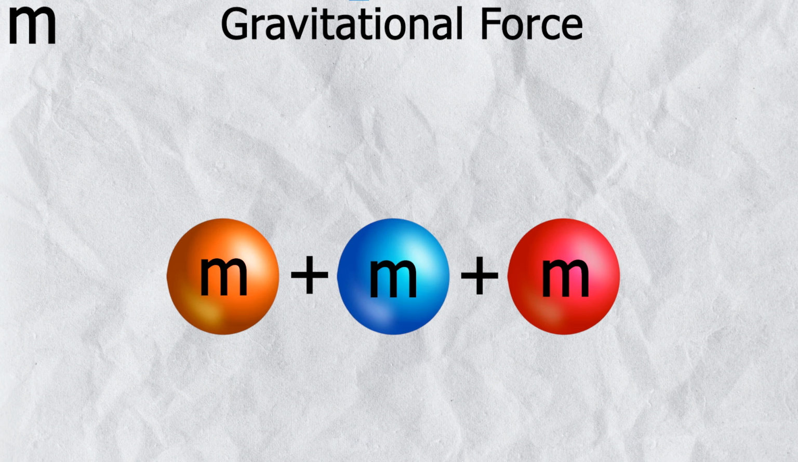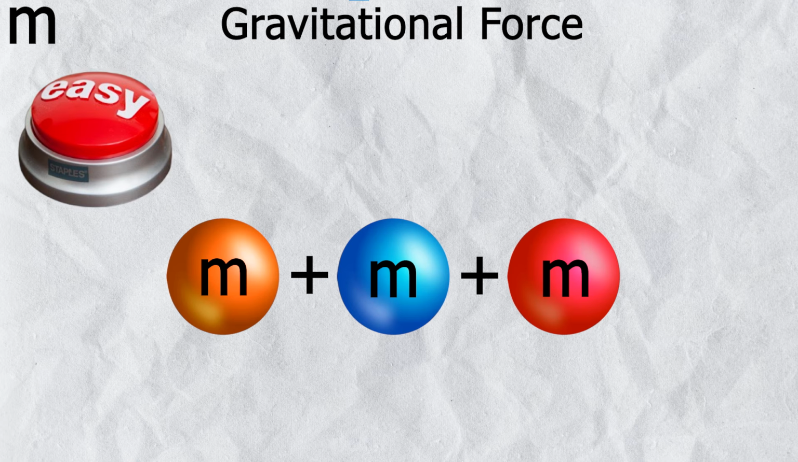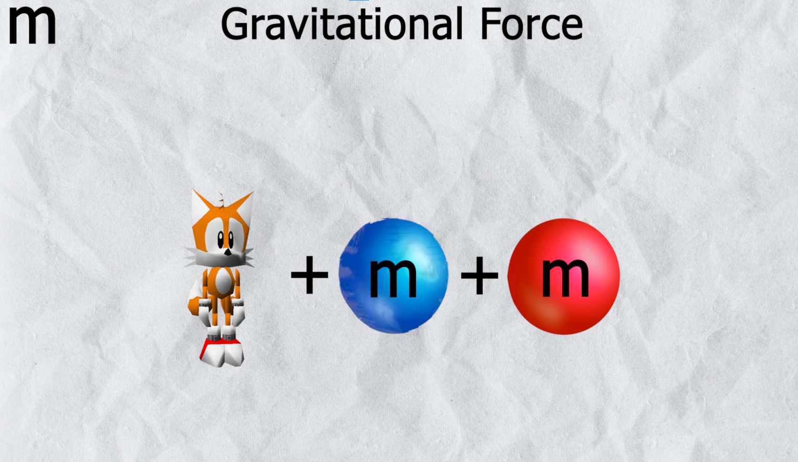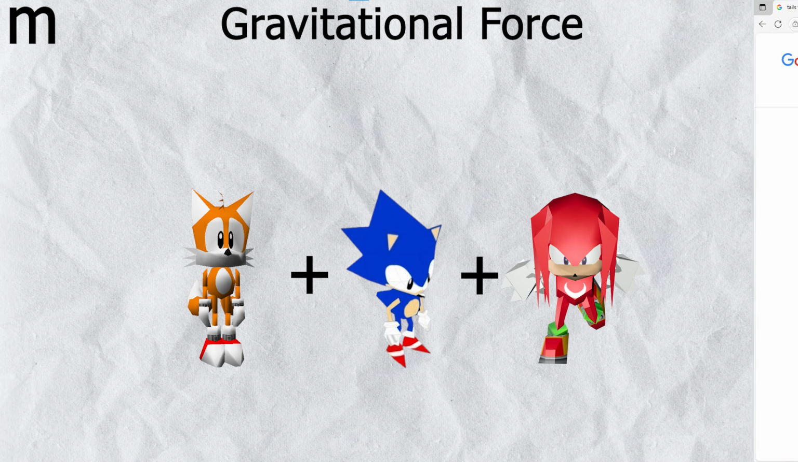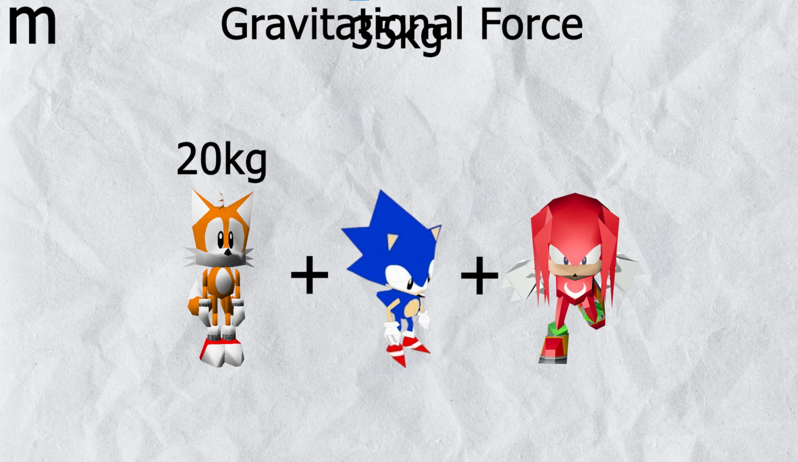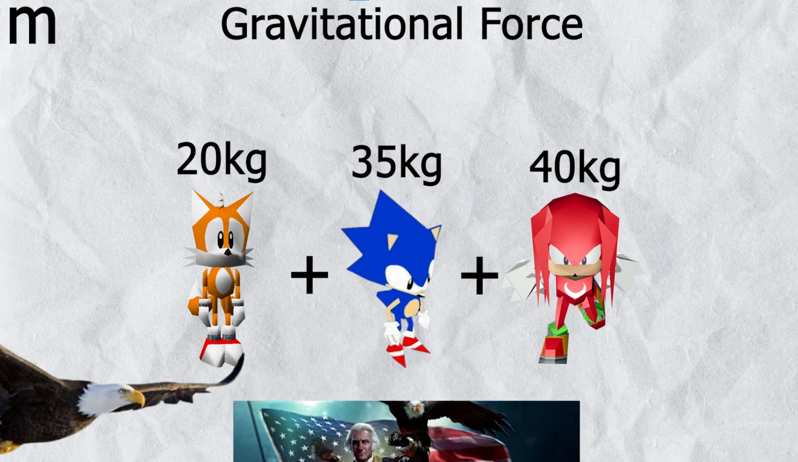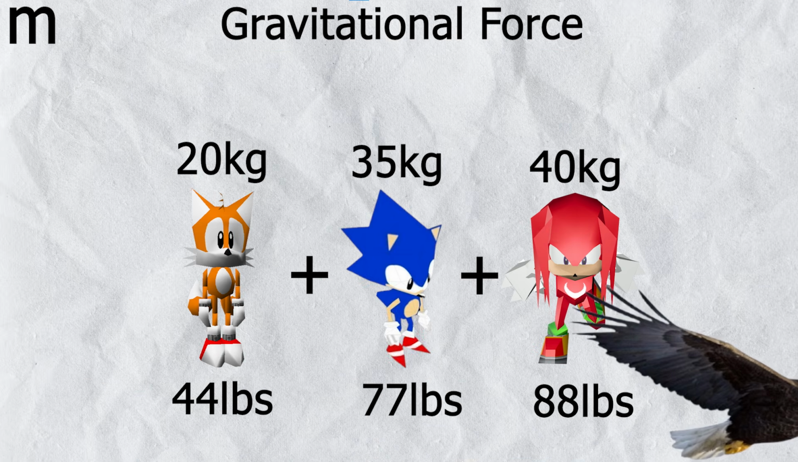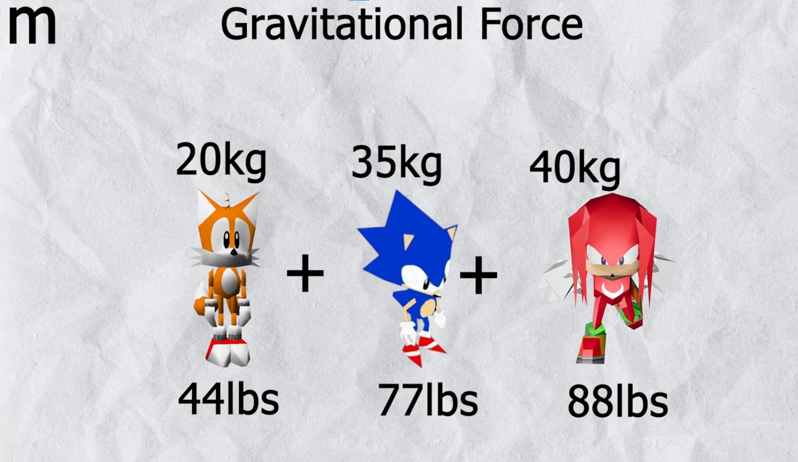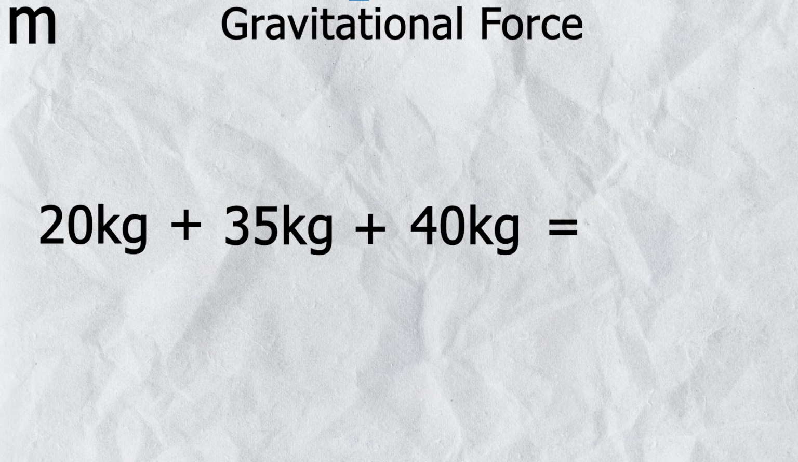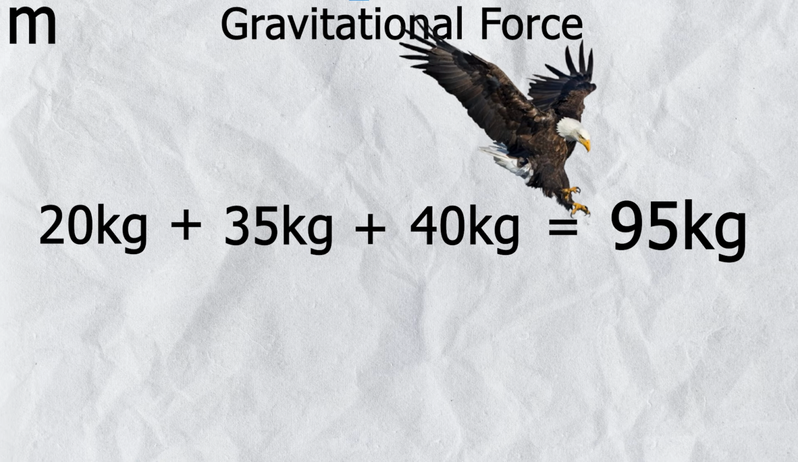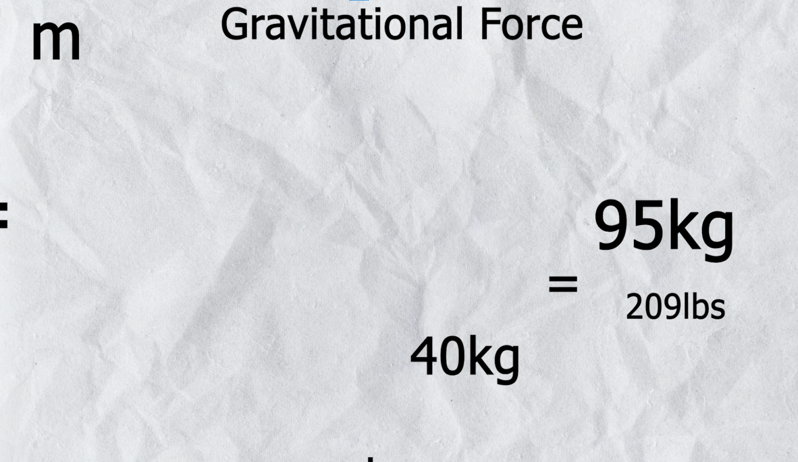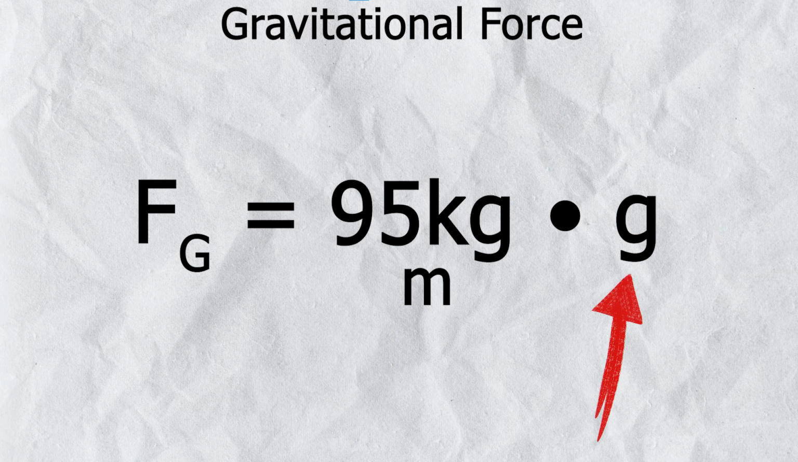This doesn't actually make things any more difficult though, as we just need to find the masses of Tails, Sonic, and Knuckles. And a few quick Google searches later, we have 20 kilograms for Tails, 35 kilograms for Sonic, and 40 kilograms for Knuckles. For us freedom-loving patriots, that's 44, 77, and 88 pounds respectively. The sum of all of these masses would be 95 kilograms, or 209 pounds. Next is the acceleration due to gravity.